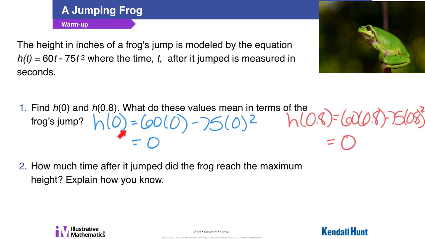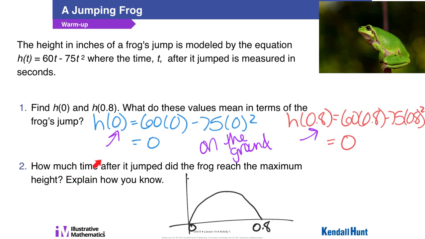When you use your calculator to evaluate h of 0 and h of 0.8, you'll see that they both end up with the answer being 0. And what does that mean in terms of the frog's jump? Well, it's going to mean that these are the times at 0 and 0.8 seconds when he is on the ground.